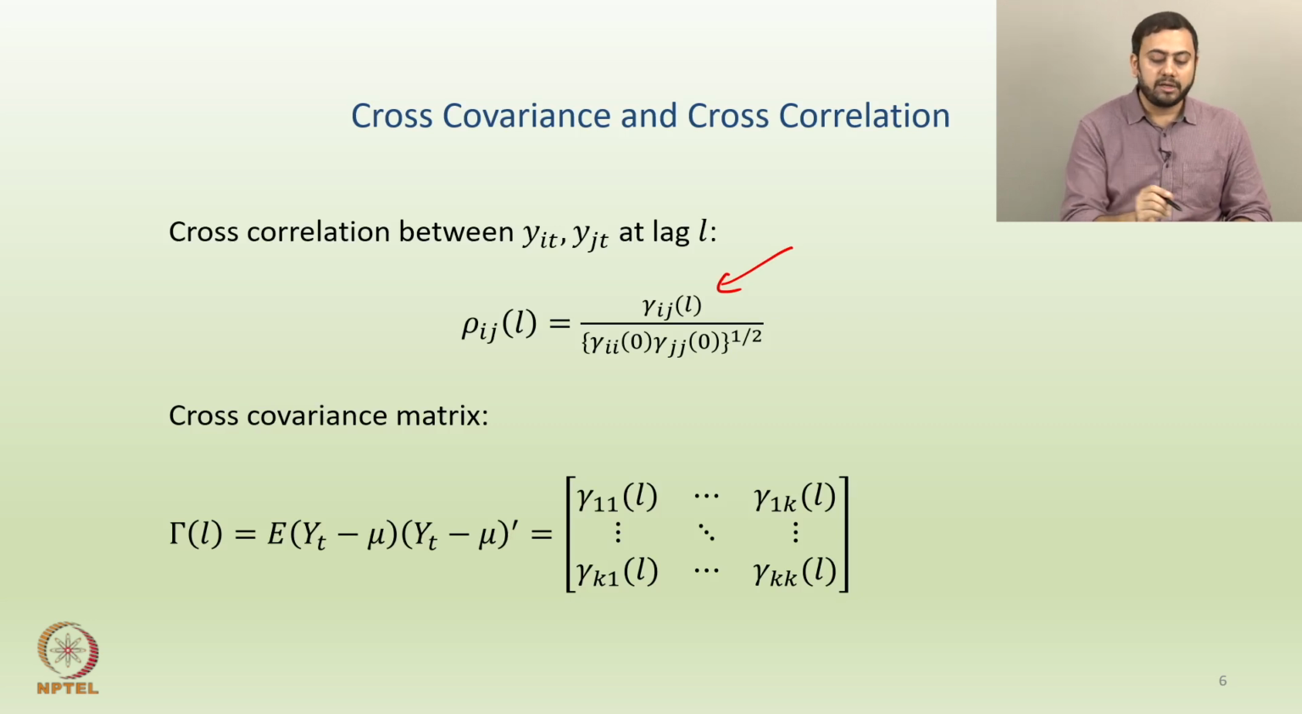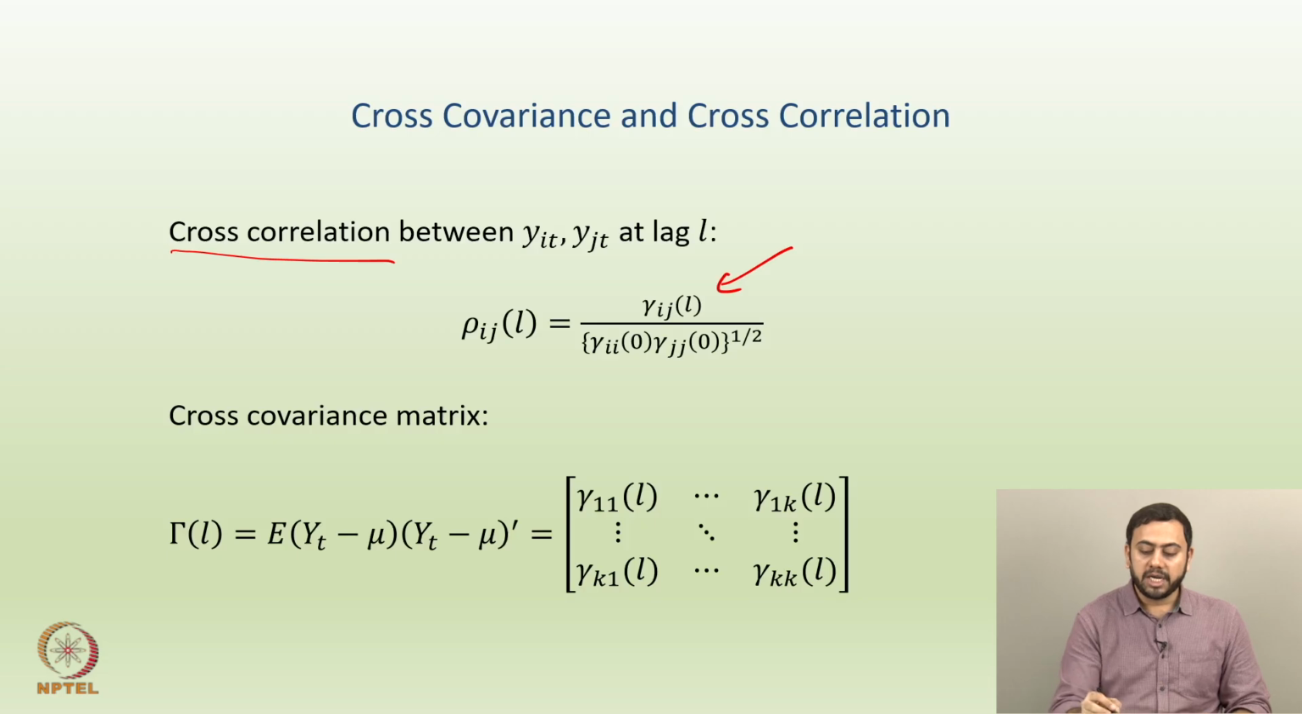Similarly, since we want to define the cross correlation, it is always between two series, y_it and y_jt. So, the numerator here is not the autocovariance of a single series, but the cross covariance, and then it is divided by the individual autocovariances of y_it and y_jt.